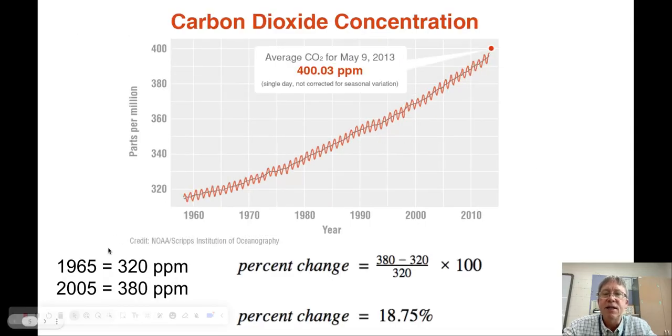What we find is in 1965, we had 320 parts per million. And by 2005, it looks like we had about 380 parts per million. So percent change is the final, 380, minus the initial, 320, divided by the initial, 320, times 100%. And we now see the percent change is 18.75%. And it's a positive value, meaning there's been a net increase in that value.